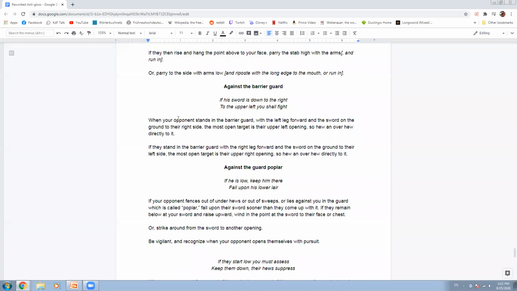Well, let me get through the rest of this. There's not much left, and then we'll talk about the attributes of the anti-gloss fencer.